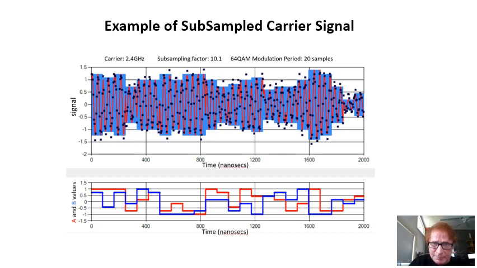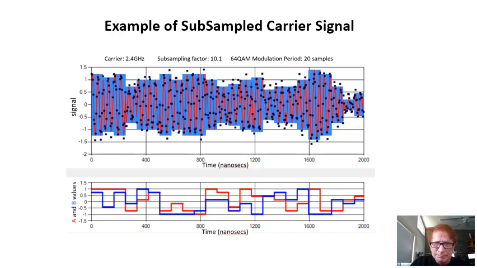This is an example of a 2.4 gigahertz signal sampled at 10.1 times below the carrier frequency. The blue background on the top curve is the dense 2.4 gigahertz signal. You cannot actually see the shape of the waveform. The black dots are the noisy samples. We're using a 64 QAM modulation, and on the bottom graph we show the A and B modulation values that achieve the waveform shown on the top.